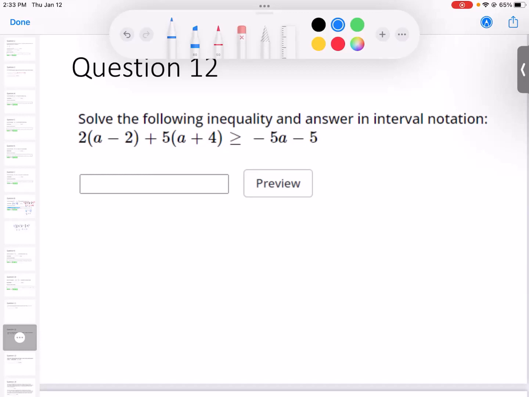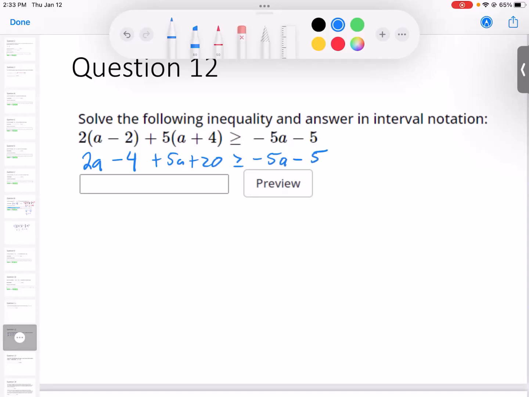So to solve this one, you would first of all take care of the parentheses by distributing. So 2 times a is 2a, 2 times -2 is -4, and then 5 times a is 5a, 5 times 4 is 20, and that's greater than or equal to -5a minus 5.